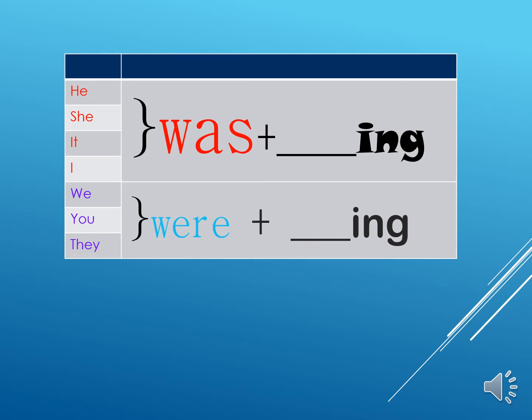This table gives you a more clear instruction. When the subject is he, she, it, I, just use was and the ing form of the verb. When the subject is we, you, they, use were and the ing form of the verb.